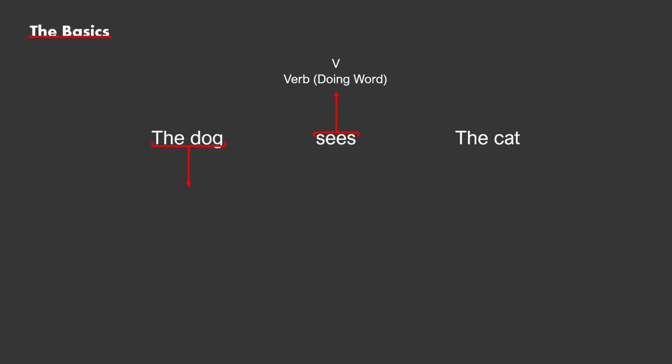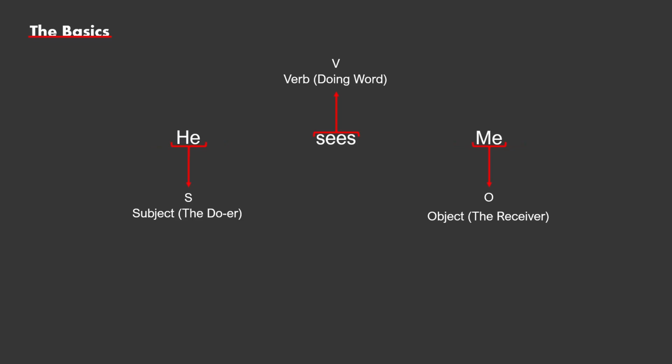The dog, in this case, is the subject. The doer, the thing that does the verb. And we can mark that with an S. And the cat is an object, the receiver of the verb. Mark that with an O for object. We can also replace these with personal pronouns.